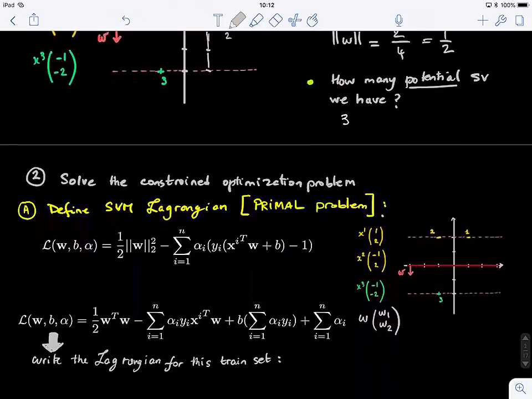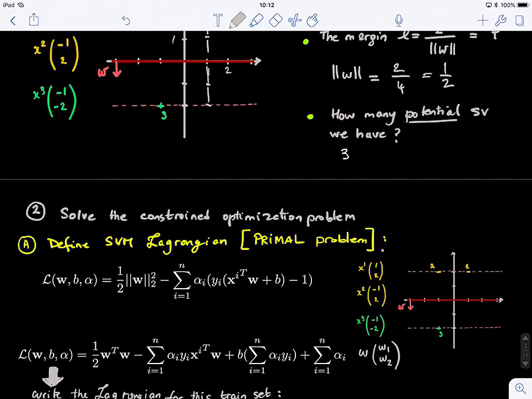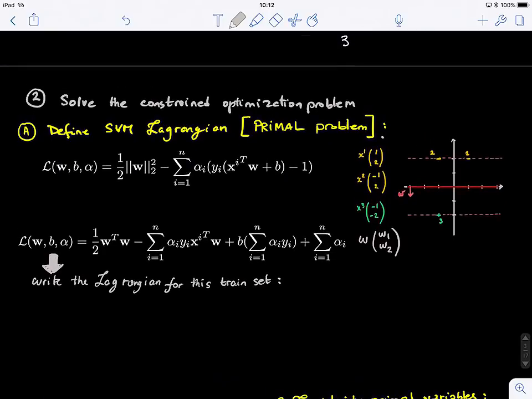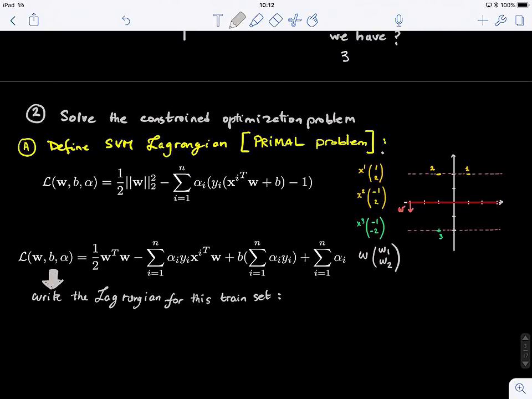Now let's get to the real thing and start working out all the maths on this example using Lagrangian. If you guys remember, I'll walk you through the different steps. There are a few steps to follow to solve this. Remember, the first one is solving the primal problem. To solve this constrained optimization problem based on our training set, the train set that we have is composed of only 3 training samples.